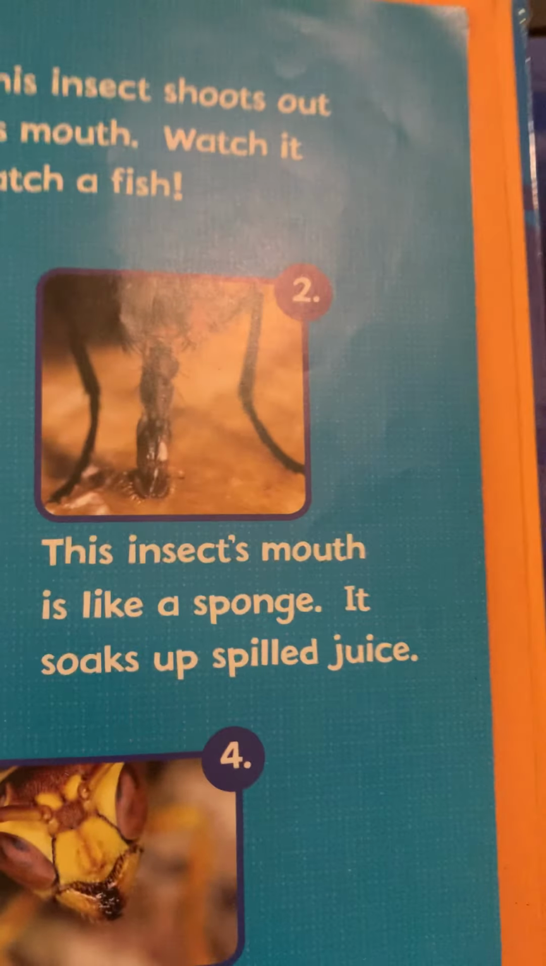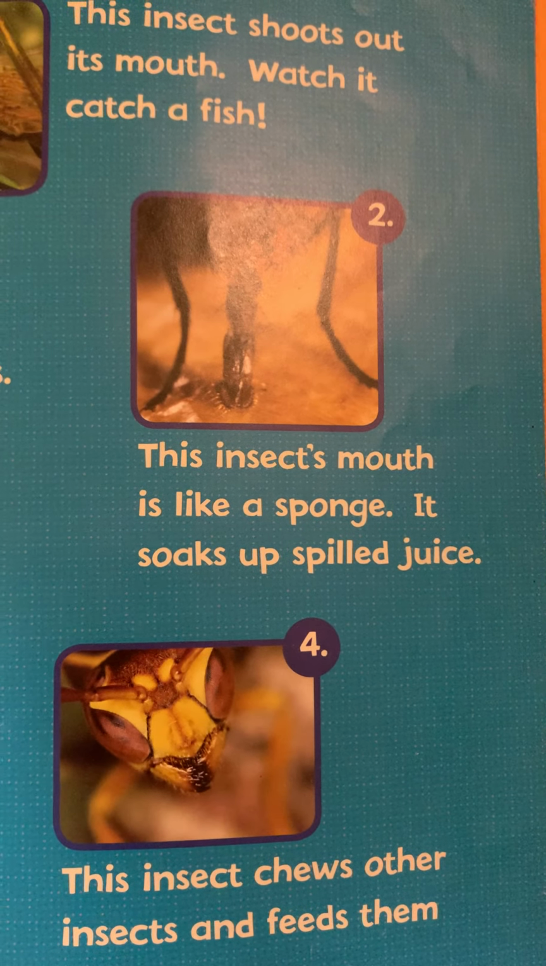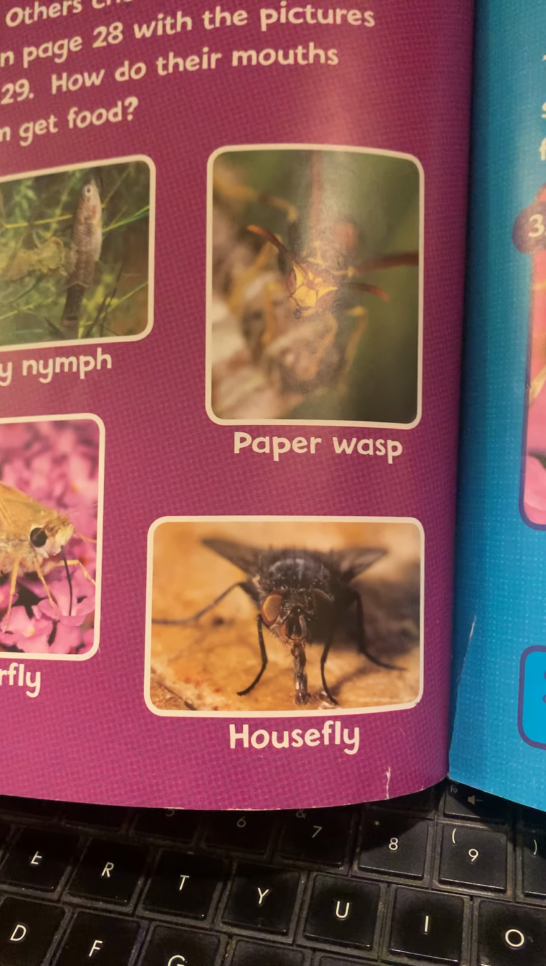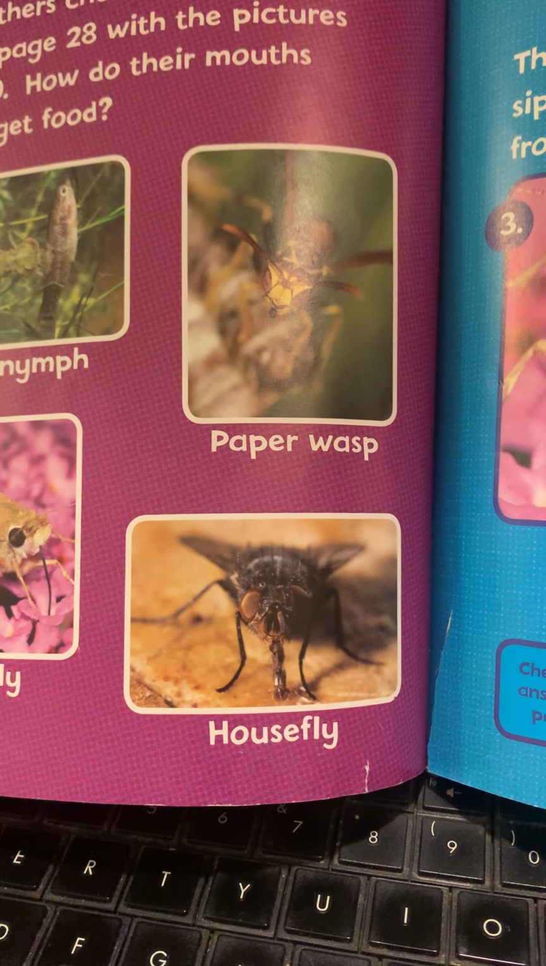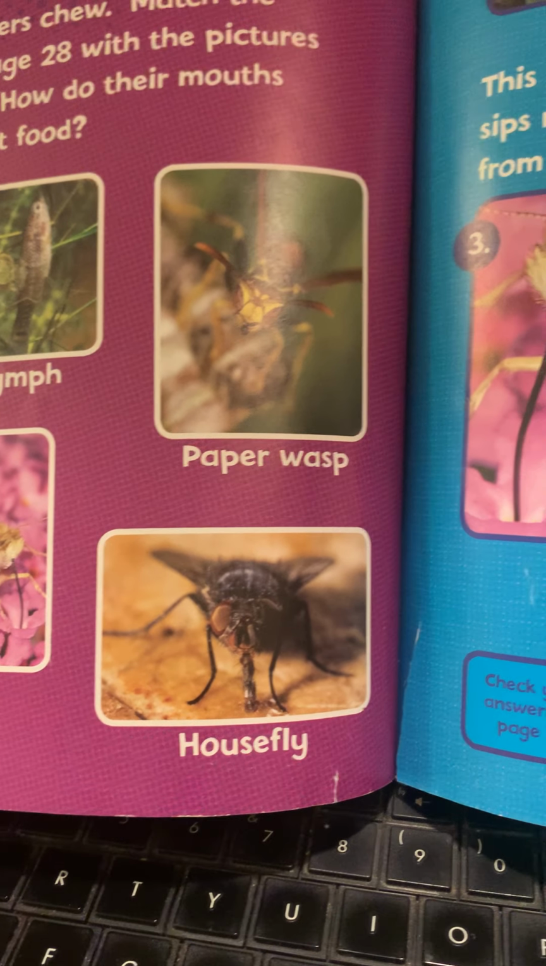And number 2, this insect's mouth is like a sponge and soaks up spilled juice. That has to be a housefly. We don't like them because they sort of spread germs, but here it is soaking up spilled juice.